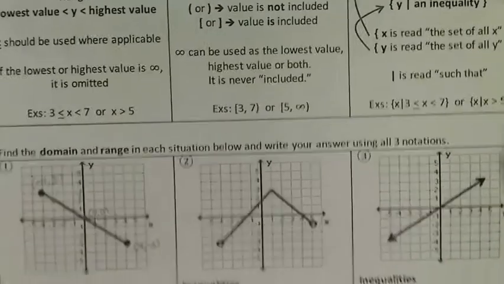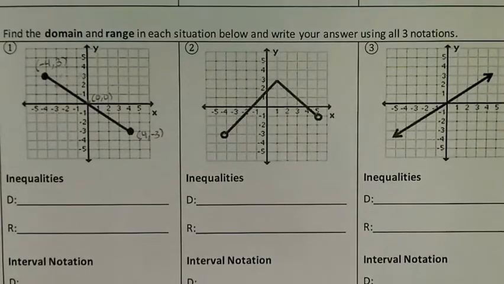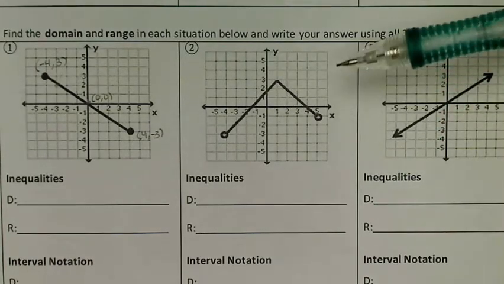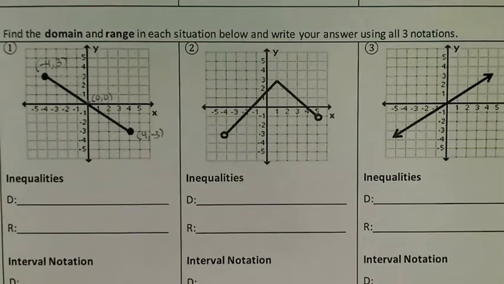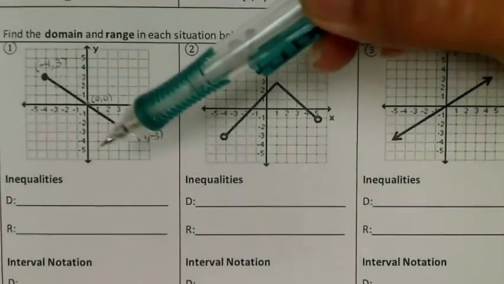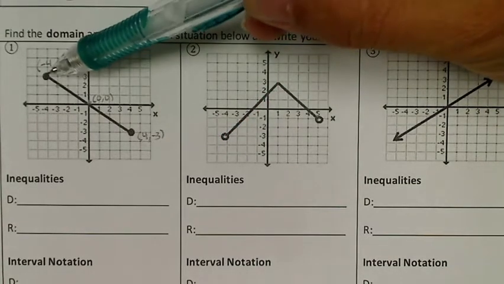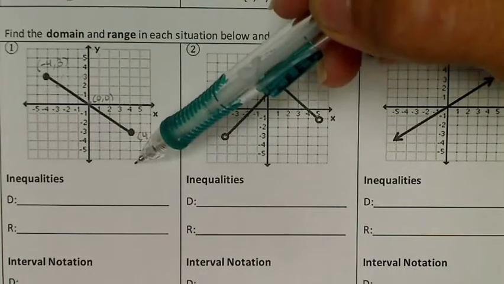So if you recall, domain is the set of all x's that lie in a particular function, and range is the set of all y's that lie in a particular function. So for example, I've labeled here on this graph the x and y ordered pairs that the graph goes directly through.